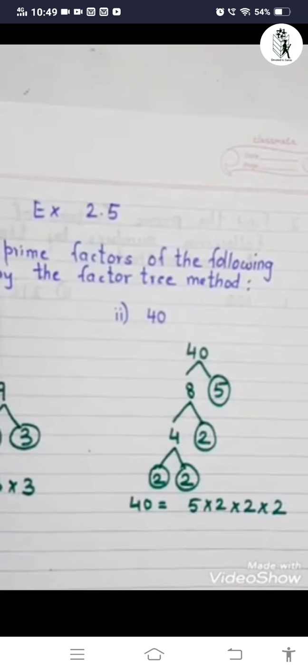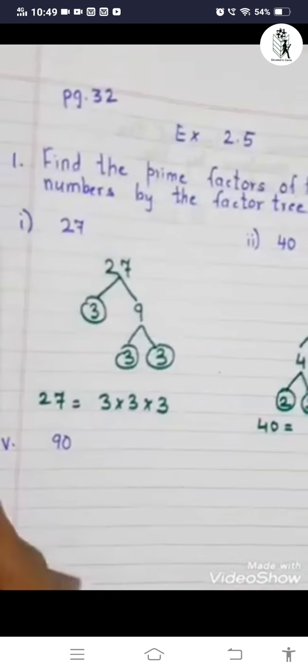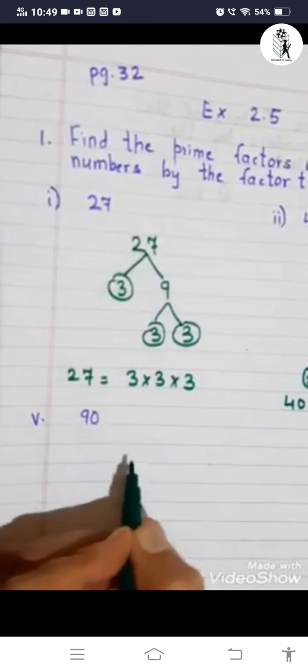Yes, fine. This is a factor tree. This method is called a factor tree. Let's continue and we'll take 90 now.